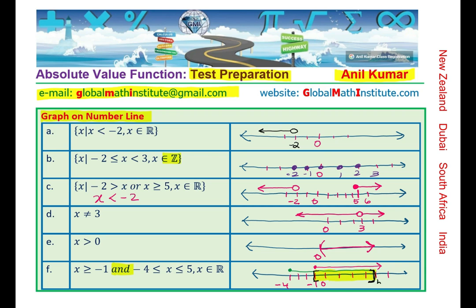This is 5. So the only region which will finally be included is from -1 to 5. Is that clear to you?